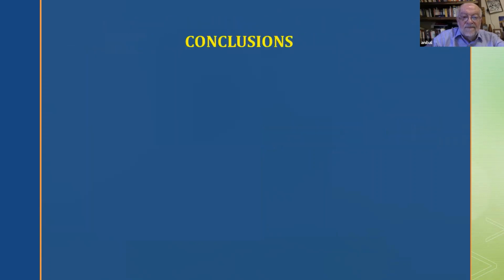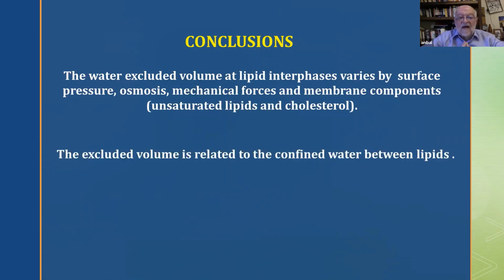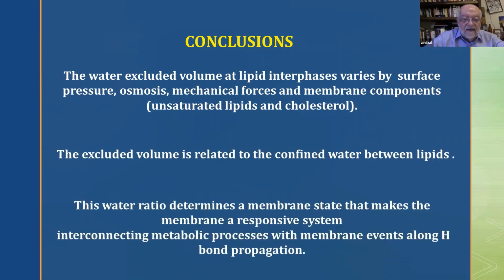In conclusion, we can say that the water excluded volume at lipid interfaces varies by surface pressure, osmosis, mechanical forces, and membrane components, in particular unsaturated lipids and cholesterol. That the excluded volume is related to the confined water between lipids. And finally, that this water ratio determines the membrane states that makes the membrane a responsive system, interconnecting metabolic processes with membrane events along H bonds.